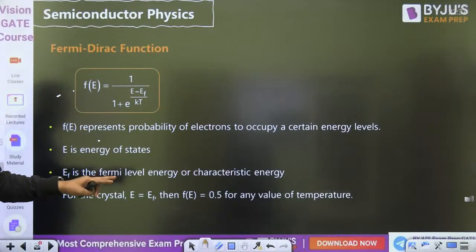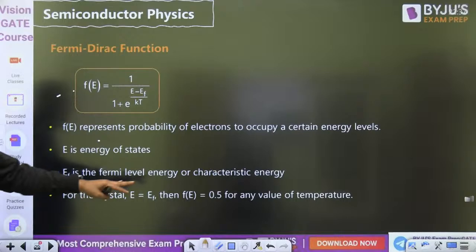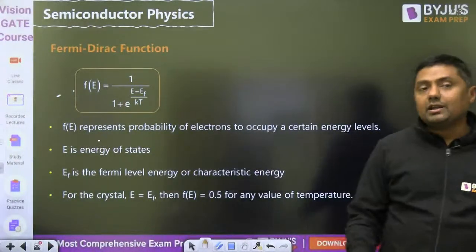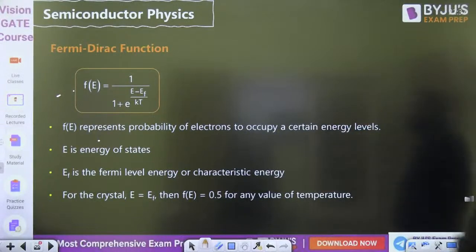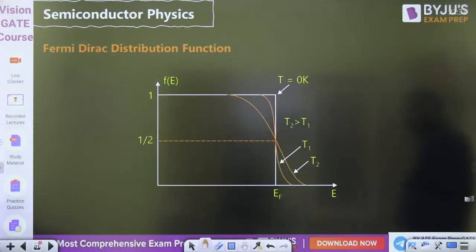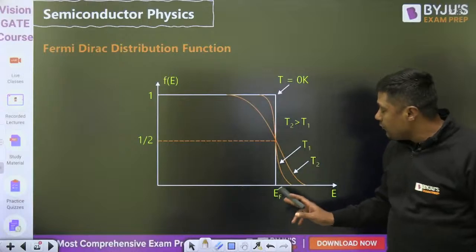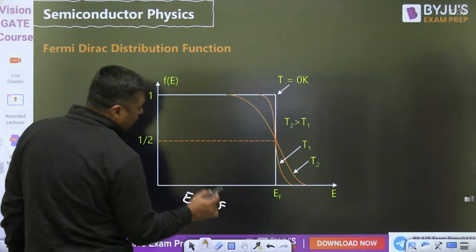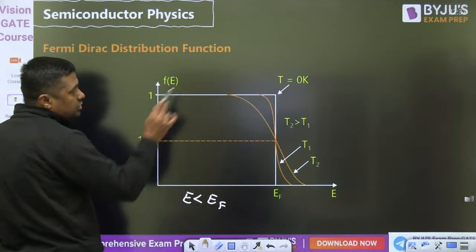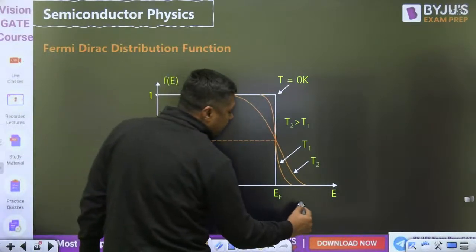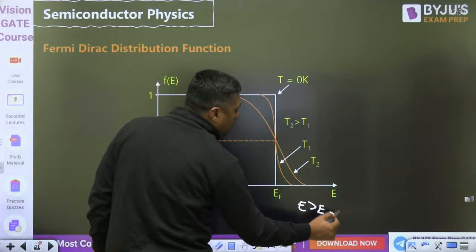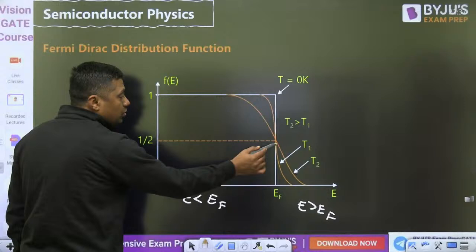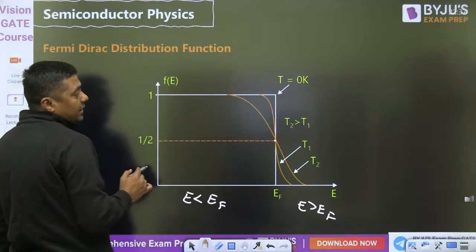EF is the Fermi level energy or characteristic energy level. For that, F(E) is 0.5 for any value of the temperature. That will remain. Then what is the effect of temperature? This is the curve. When E is less than EF, the probability of finding an electron is 1 at 0 degree Kelvin. When E is greater than EF, the probability of finding an electron will become 0 at 0 degree Kelvin. Exactly at E equal to EF, it is always 1 by 2 irrespective of the temperature.